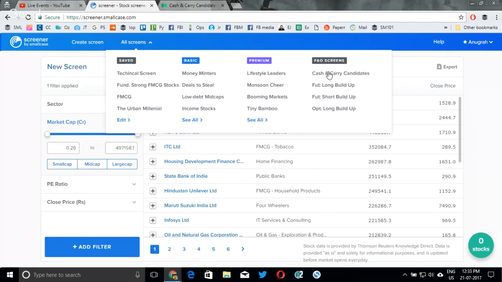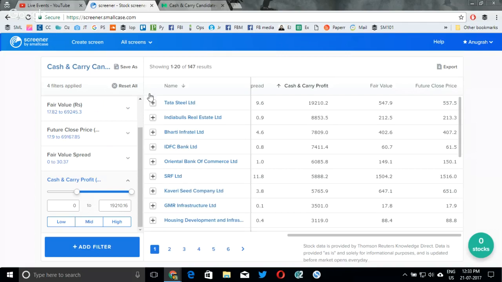To access or open any of the premium screens, you can just click on the screen and you will see that the filters are loaded on the left selection panel and the results table is also updated with the current data. Now, before we go on and understand what are the results shown inside the cash and carry screen, the first and most important thing that we need to understand is what do we mean by arbitrage.